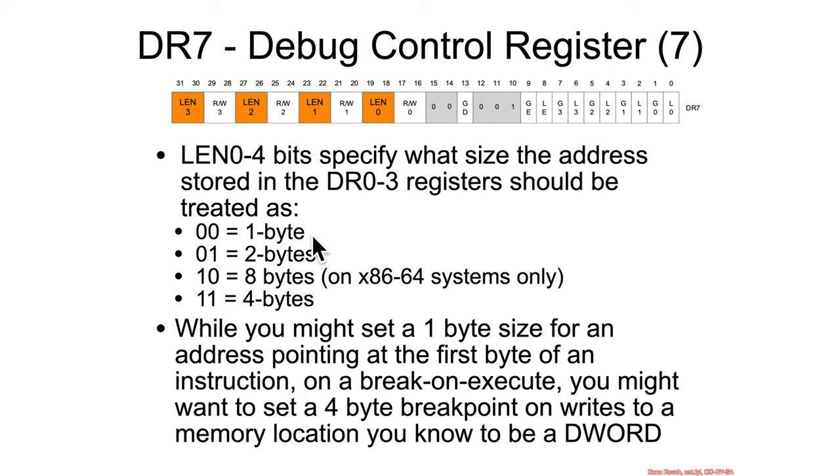But the size matters a lot when you start talking about breaks on reads and writes or breaks on writes. So if you set the size to 1 byte for a break on write, and if an assembly instruction writes 2 bytes, then the hardware will just not break on that because it assumed you only wanted to know if only 1 byte was written to.